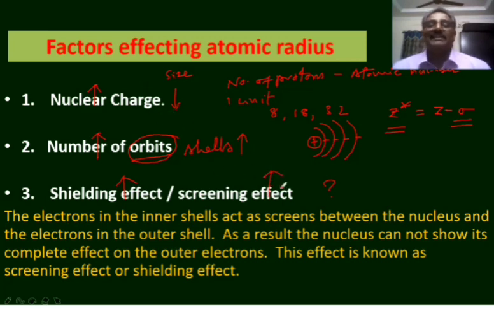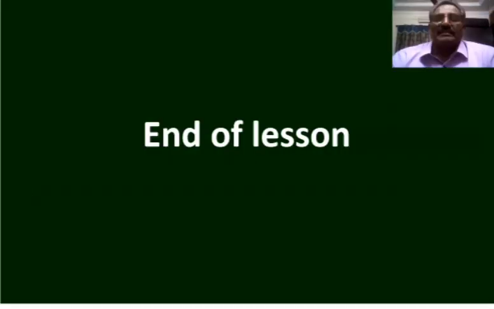Of these three factors, nuclear charge causes decrease in the size, and the other two factors, number of shells and shielding effect, cause increase in the atomic size. The total radius of the atom or the size of the atom depends upon the combined effect of these three, that is nuclear charge, number of inner shells, and screening effect. Let us discuss the variation of atomic radius in a period and in a group in the next class.